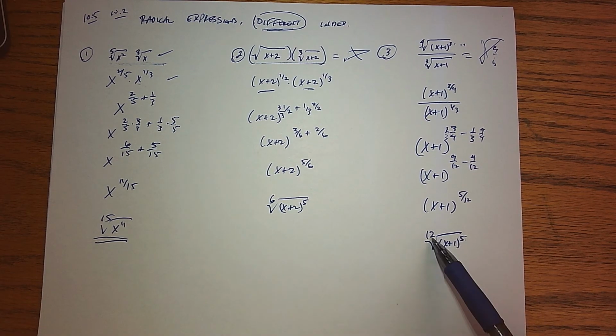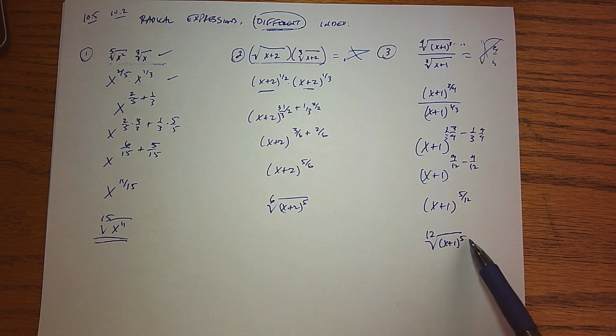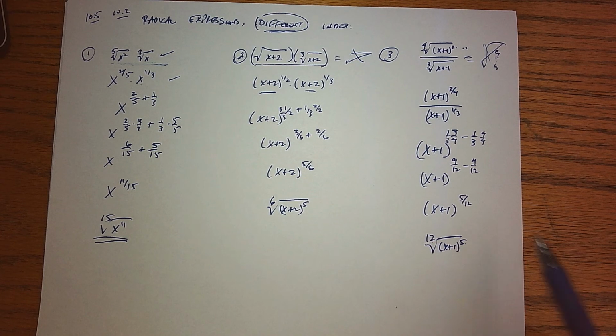The power is less than the index. They don't share a common factor. The radicand is not a fraction, and there's no radicals down the denominator. So that's basically what we do.